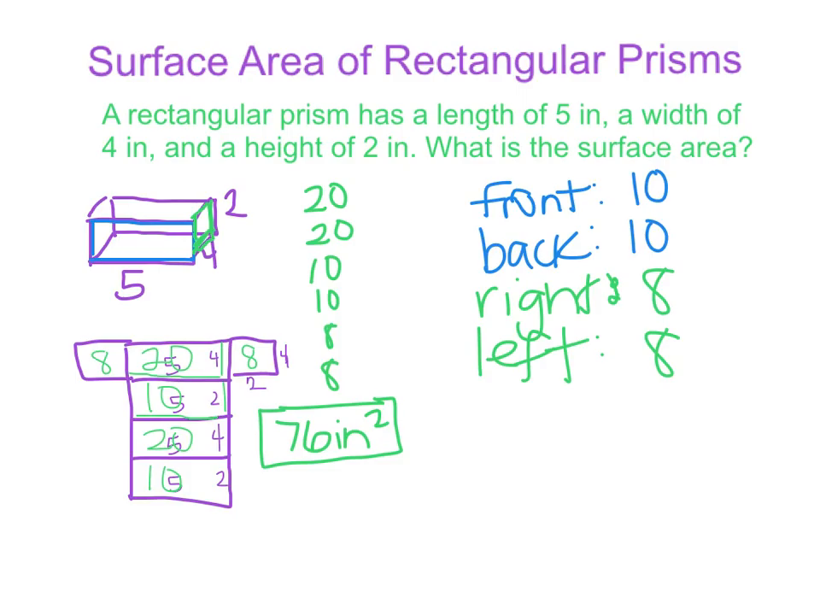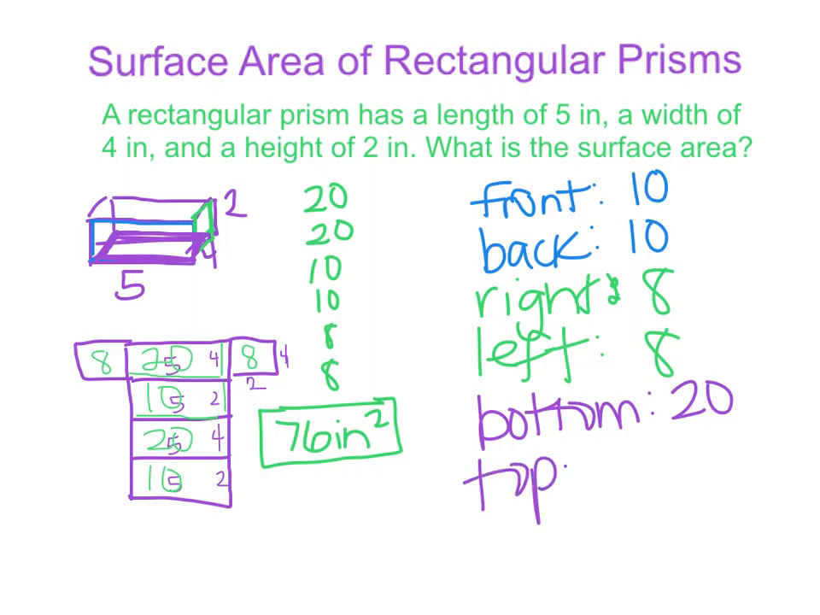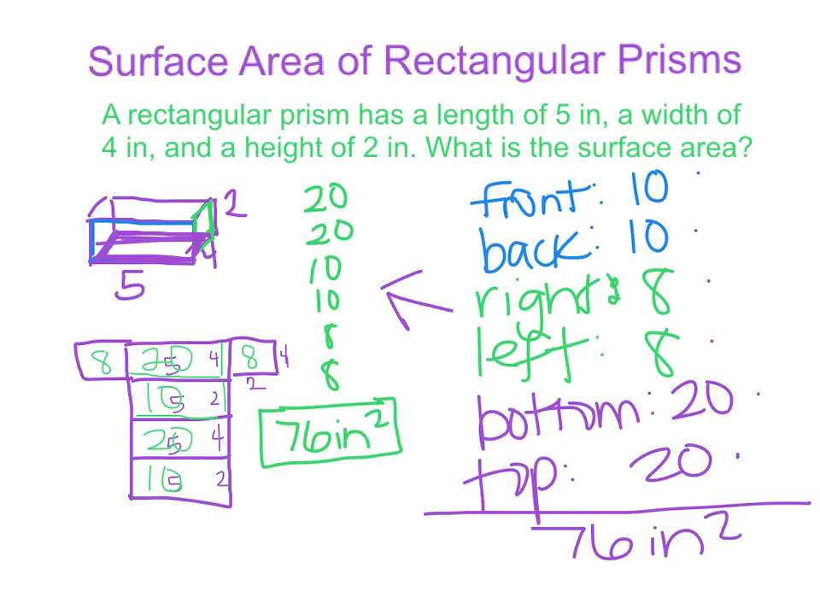Now I'm missing 2 sides. Which sides am I missing? I'm missing my top and bottom. So if I highlight my top and bottom, I can see that rectangle has a base of 5 and a height of 4, which would be an area of 20. And if my bottom is 20, I know that my top is 20. And if you look, those numbers match the numbers that I had by drawing a net. So you would add all of those up, and if I start here, this would be 20, 40, 50, 60, 68, 76. So my total is 76 inches squared.